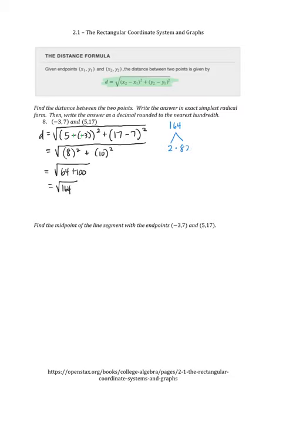So that would be 2 and 82. So that one's gone. Now 82 is divisible by 2, so that would be 2 and 41. 2 is prime. I can only break it down into 1 and 2, so I'm going to leave that alone. This other 2 is prime, and 41 is prime.